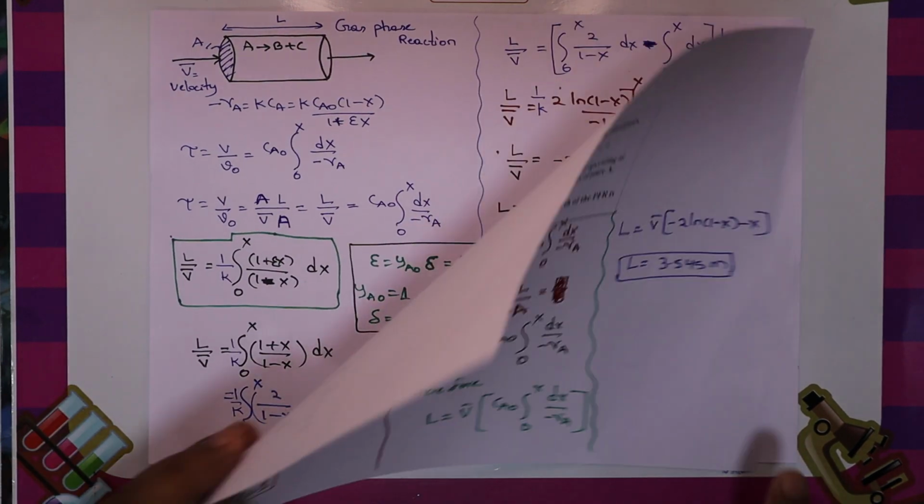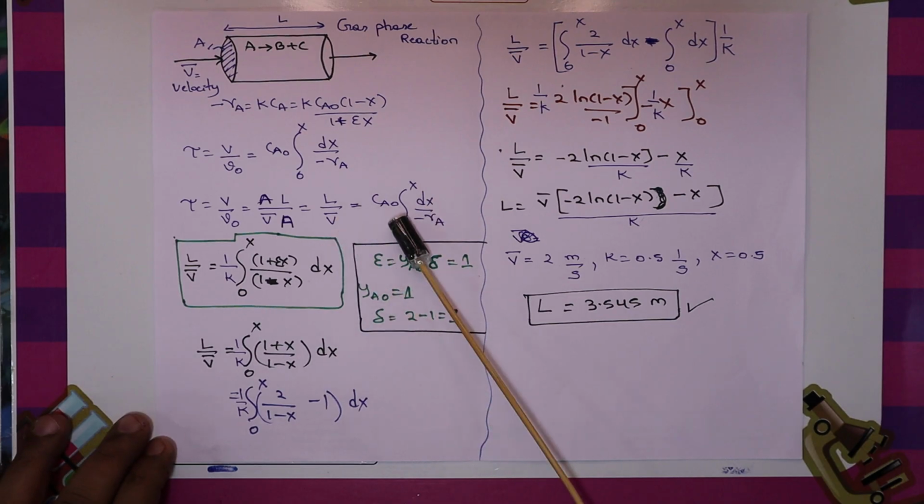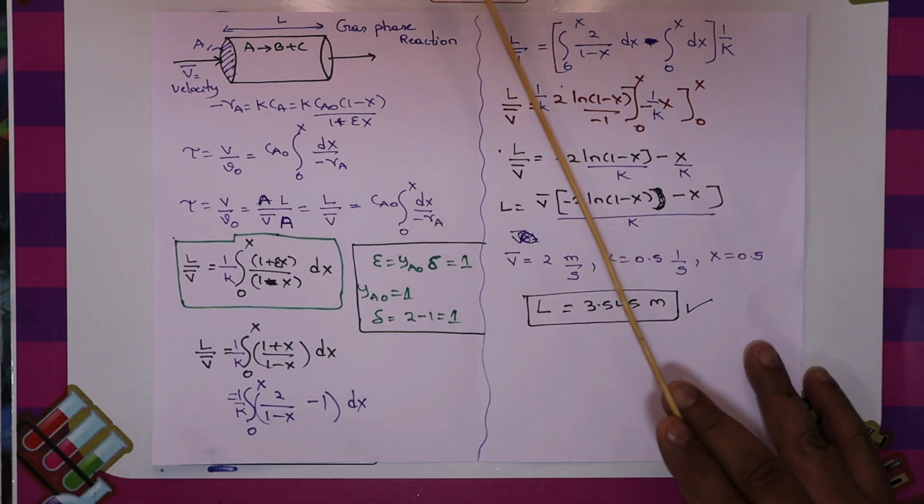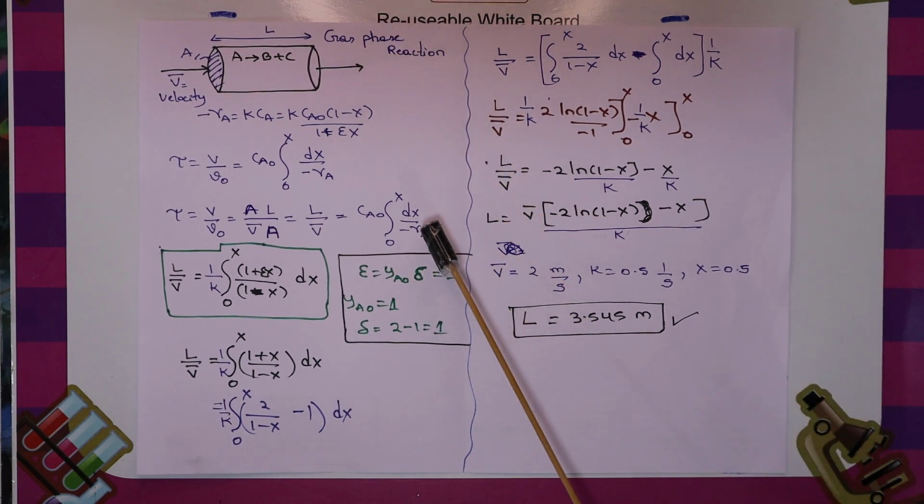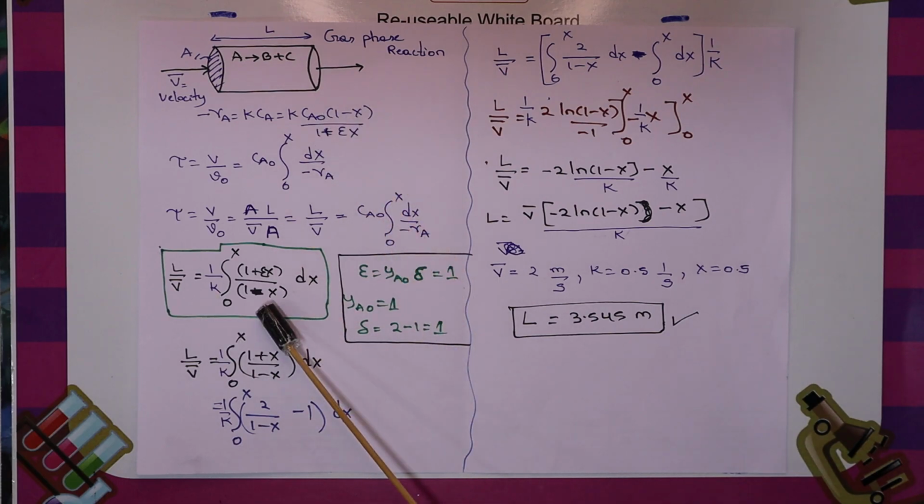Let me show you how I reached that equation. You can see this is the equation: L by V bar equals Ca0 times dx by minus Ra. So what is minus Ra? Minus Ra is k Ca0 times (1 minus x) by (1 plus epsilon x). Simply substitute, and k is constant, so it comes out of the integral. So you are supposed to calculate the integral of (1 plus epsilon x) by (1 minus x) dx. Epsilon is also equal to 1, as we have calculated. So it is the integral from 0 to x of (1 plus x) by (1 minus x). And (1 plus x) by (1 minus x) is nothing but 2 by (1 minus x) minus 1. If you do that, you will again get the same expression.